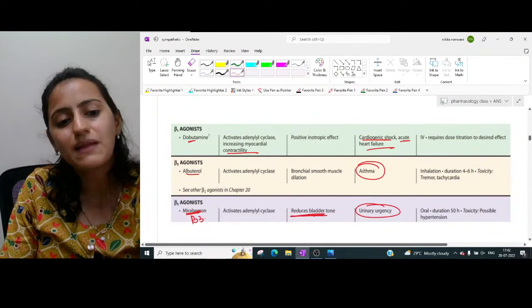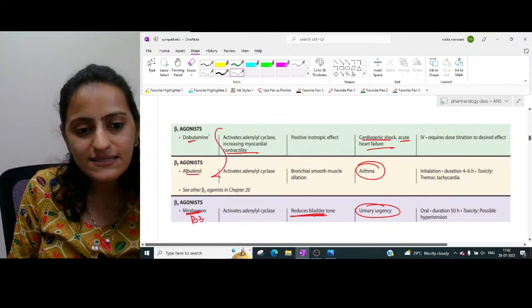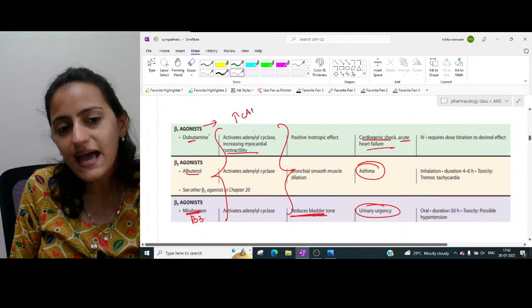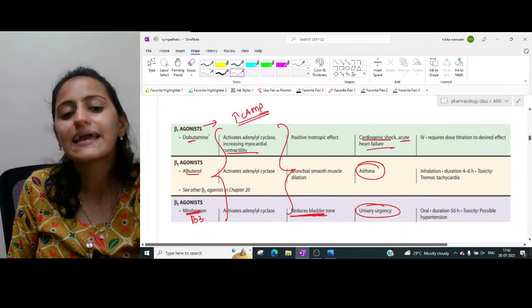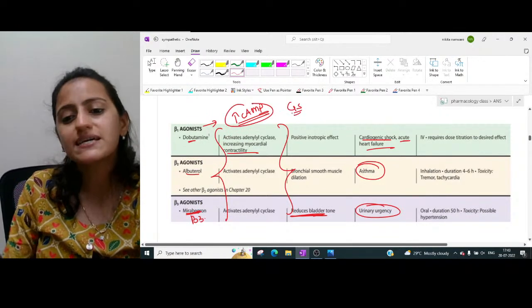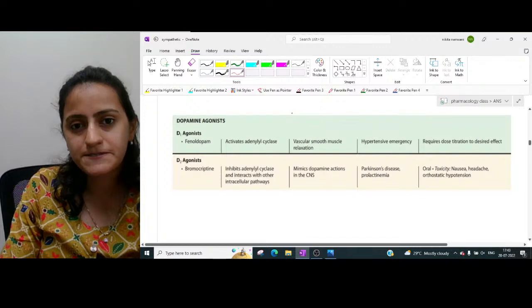Basically, it reduces the bladder tone, okay? And look at this. This has been asked in your exam. All the beta receptors basically act by increasing the cyclic AMP. Okay, they are increasing the cyclic AMP. That is the Gs subtype of receptor.